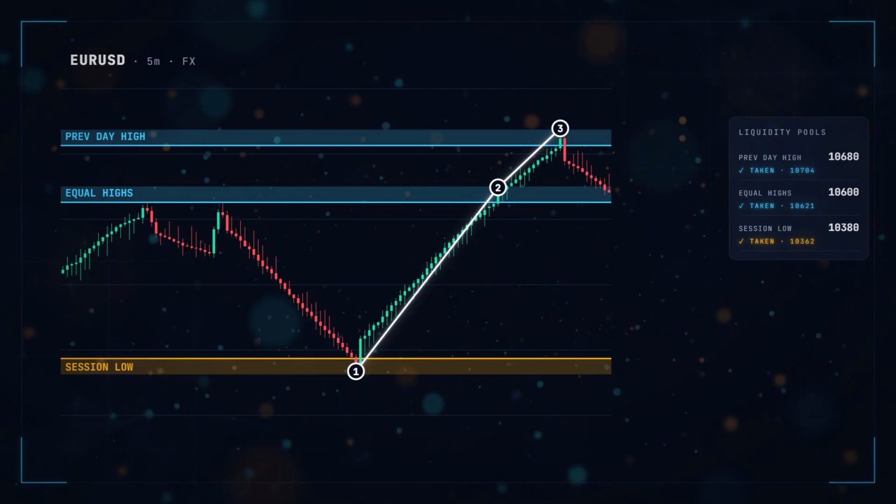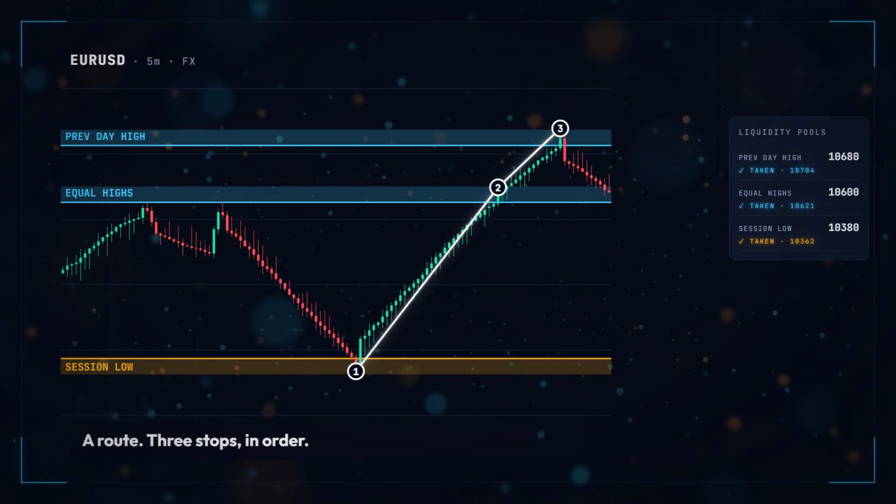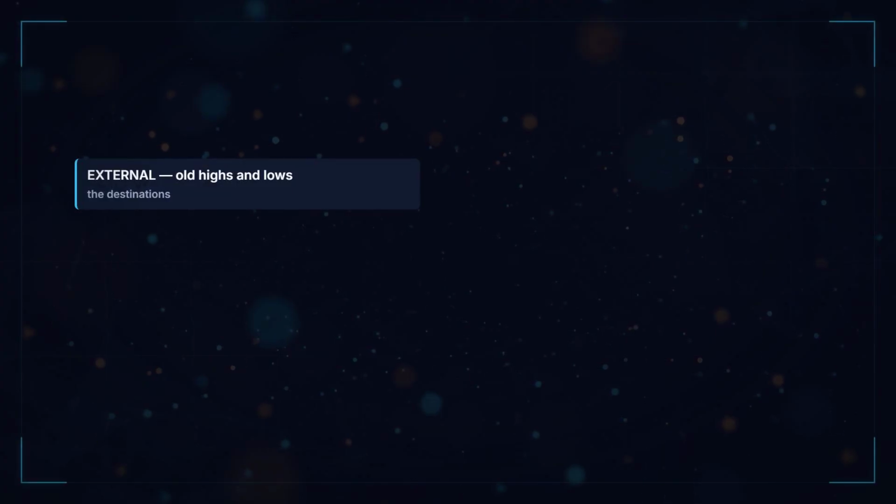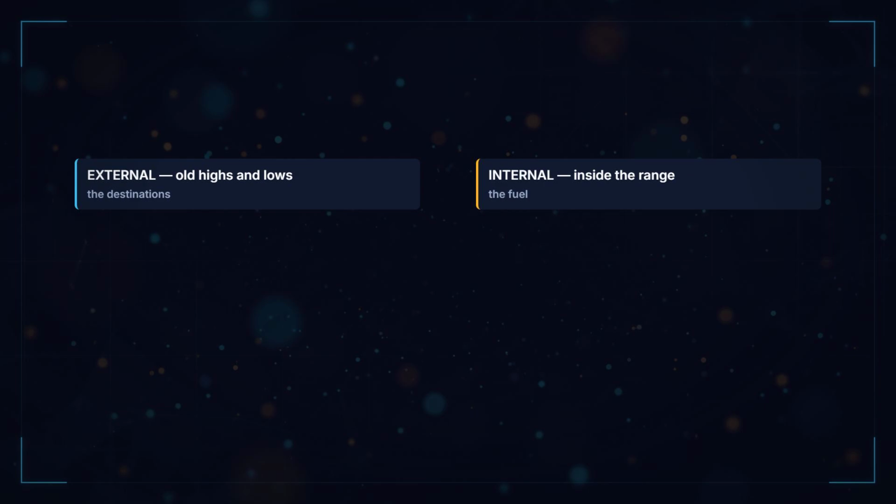Not a trend, not a pattern. A route. 3 stops, in order, and nothing in between mattered. One refinement worth having. Pools outside the current range, old highs and lows, are the destinations. Pools inside it are the fuel that gets price moving.